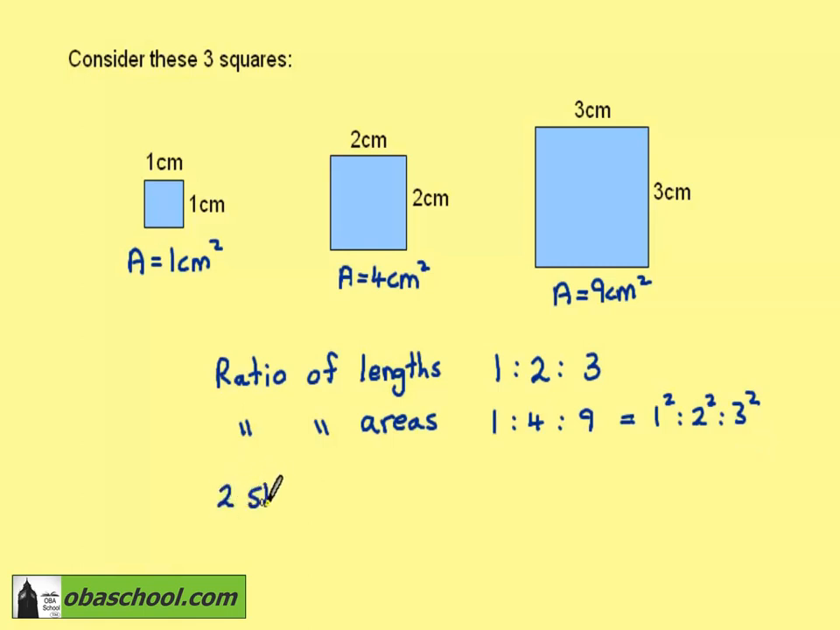Now consider generally if we have two shapes and the ratio of their lengths is A to B, then the ratio for the areas is A squared to B squared. And we'll be looking at how to use this fact over the next few examples.